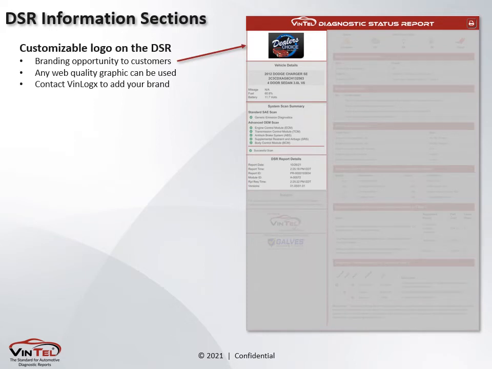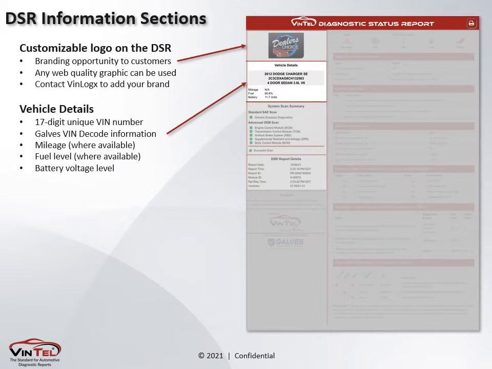The Diagnostic Status Report Information section is segmented into parts that allow the information to be consumed quickly and easily. This section contains information about the vehicle and its unique report for this scan. First, the report can be customized to allow branding of the report to tie it to your business. Contact VinLogx to add your custom graphics to the DSR reports.